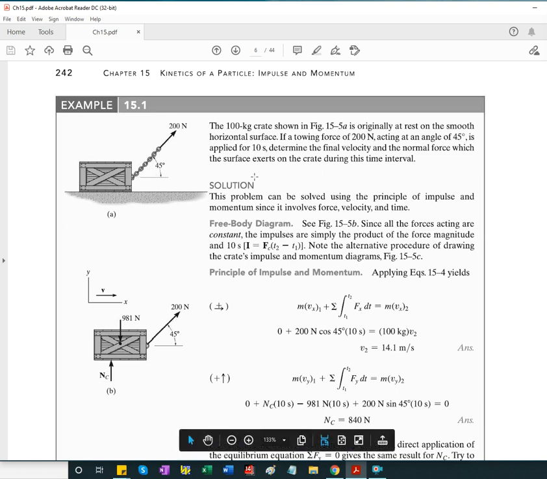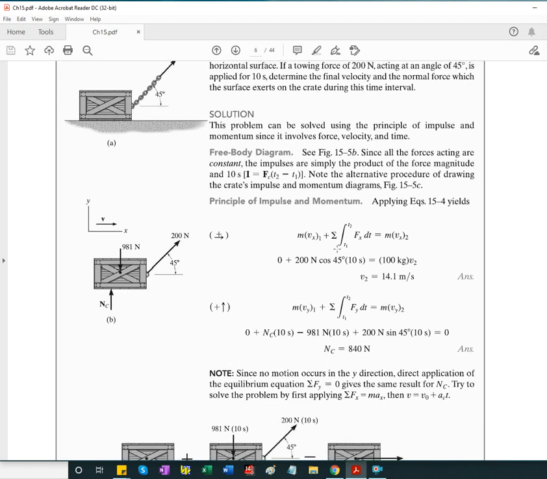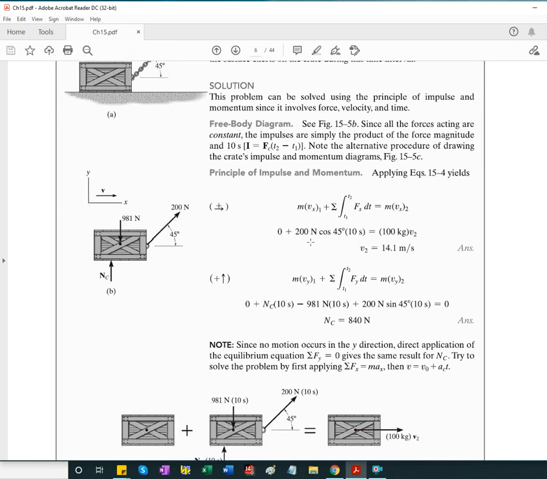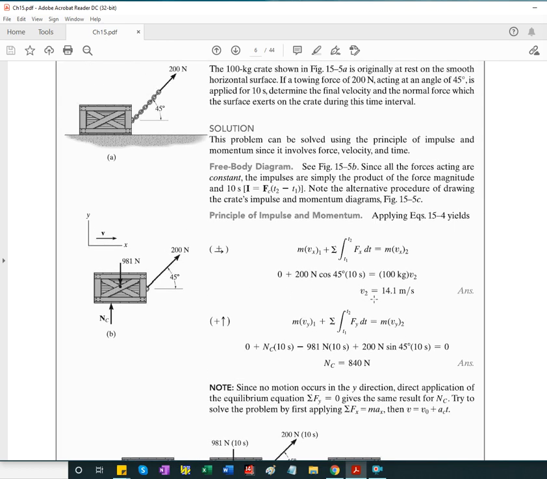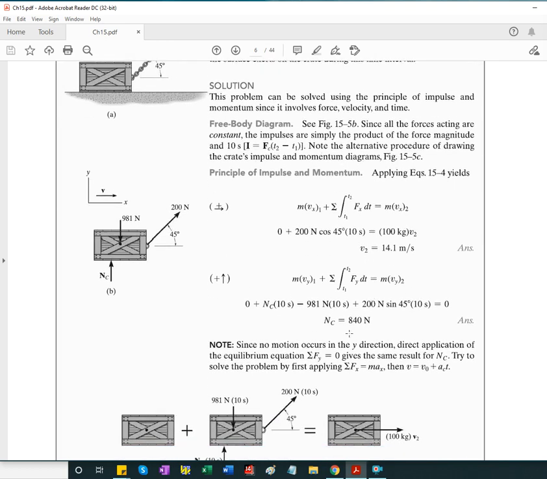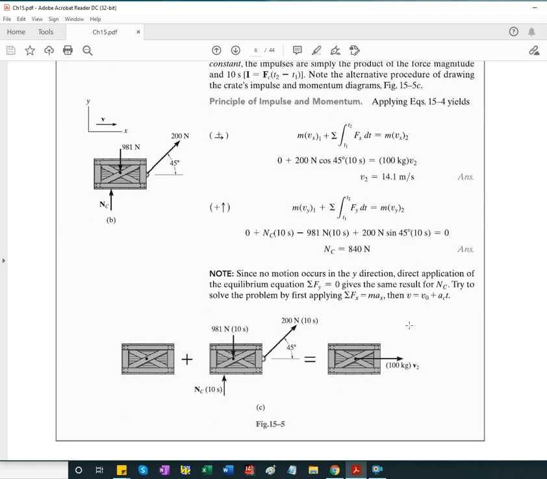It will be only the x direction components of this 200 force that is producing linear momentum or linear impulse, and being a constant force, we're just solving this integral. It's easy.